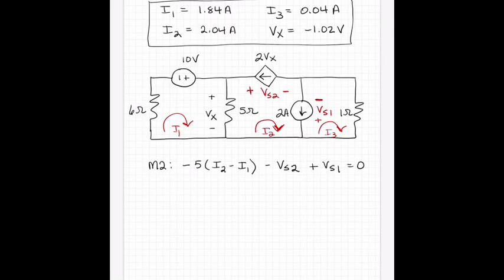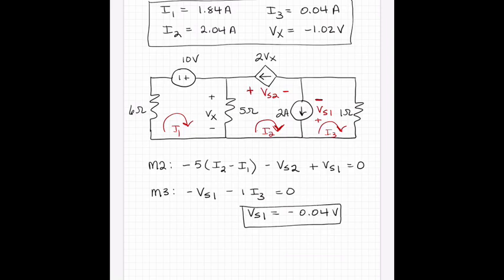I thought I might just be able to get away with just the one mesh equation, mesh 2, but I'm going to have to do mesh 3 as well because of this current source shared between the 2 meshes. So I'll write the mesh 3 equation too. Starting with the current source, moving from plus to minus, I'll subtract Vs1. Coming around to the 1 ohm resistor, it's on the outside of a mesh, so it's going to be minus 1 times I3. I know what I3 is, so I can solve for Vs1 immediately. So Vs1 is equal to minus 0.04 volts.